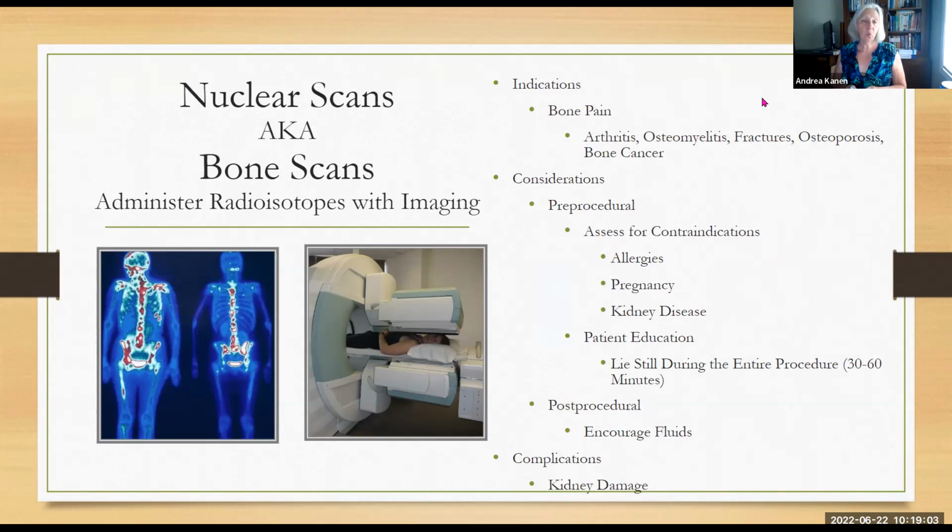As for what needs to happen while they're there, they just need to lie still. And this procedure can take a while. This can take easily an hour. And so one of the things that you need to be doing is assessing your patient. Can they follow instructions? Do they have the mental capacity to follow instructions? Do they have the mental and physical capacity to be still for that length of time? So that's going to be part of your pre-procedure assessment.